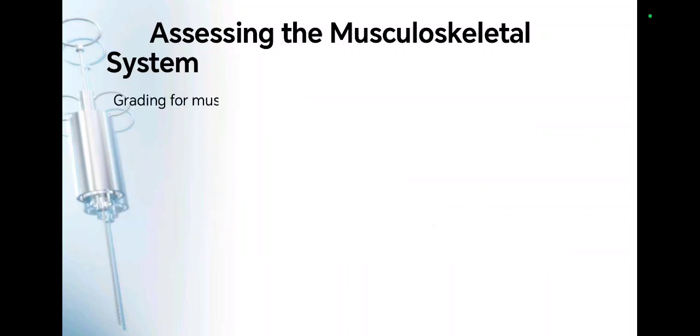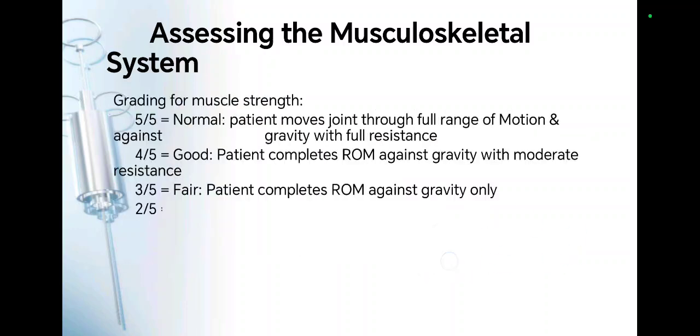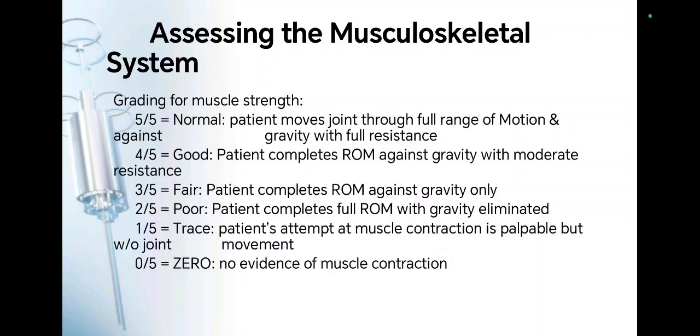So for grading muscle strength, we have here the grading. 5/5 is normal, wherein the patient is able to move the joint through the full range of motion and against gravity with full resistance. 4/5 is good if the patient completes range of motion against gravity and with moderate resistance. Now for fair, the patient completes range of motion, however, against gravity only. If it's against resistance, the patient cannot move.